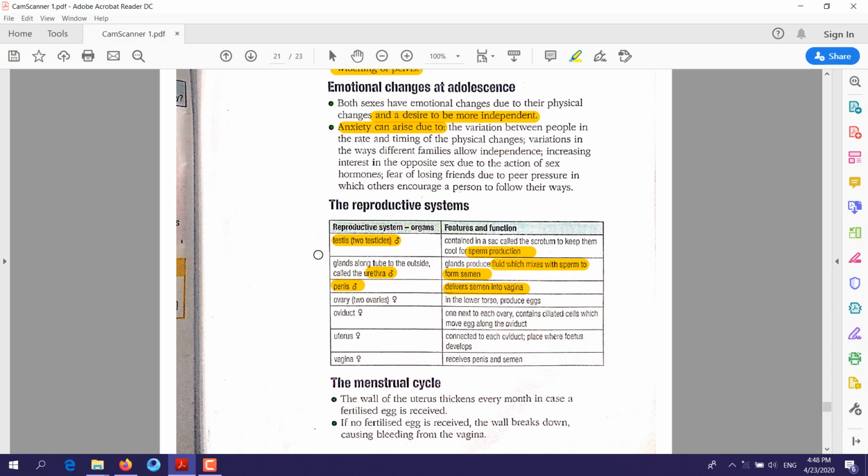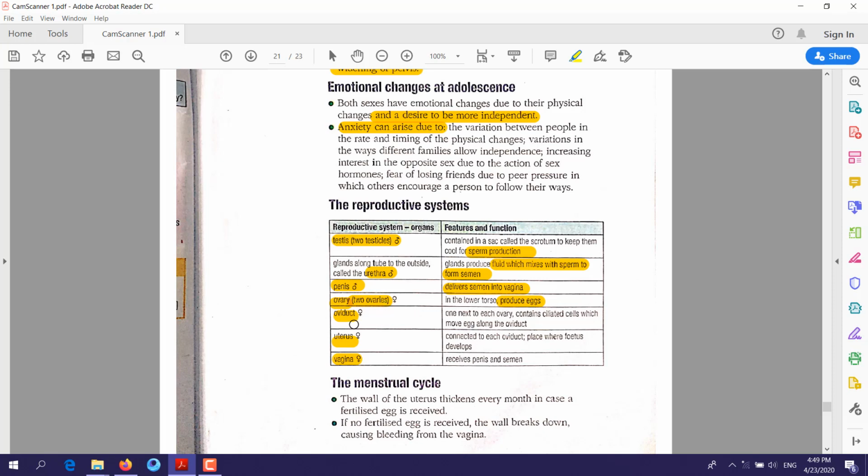Then if we come to the female reproductive system, we will see it consists of ovary, oviduct, uterus, and vagina. Ovary, usually it's two ovaries. Each female has two ovaries. The function of it is what? It's to produce eggs. Here in male we say the testis produces sperm. In female, the ovaries will produce the eggs.